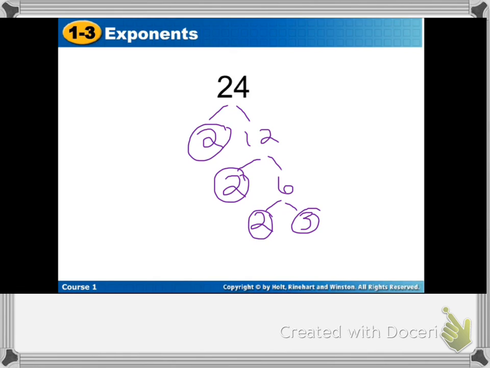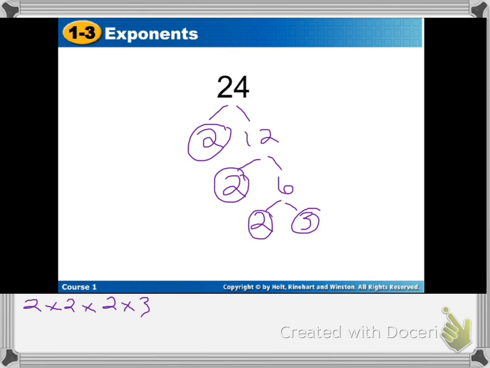So now when I look at this, I'm going to write this in factor form. We talked about factor form yesterday. It's where I write this number in all of its primes and all of its factors, the things that we would multiply together. Now, it's important that you remember to put these in order from least to greatest. So I'm going to write 2 times 2 times 2 times 3. And now if we actually multiplied that out, we would get 24.